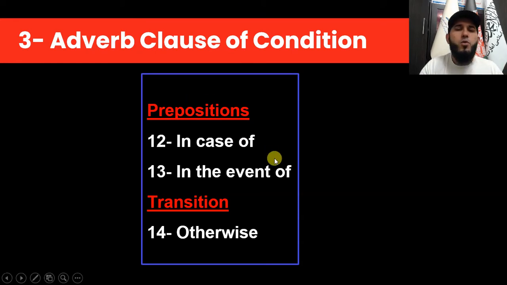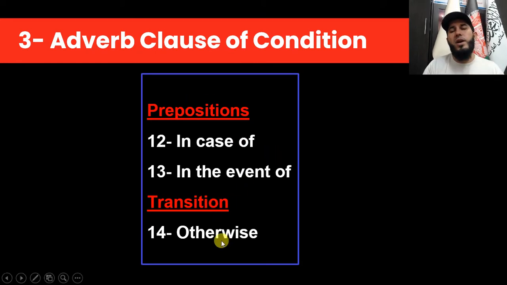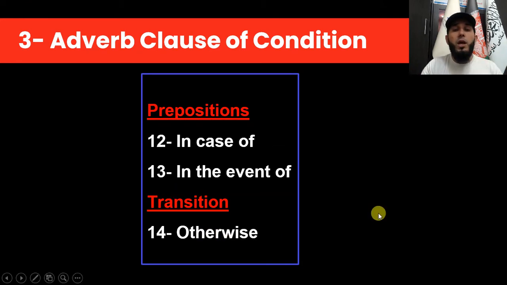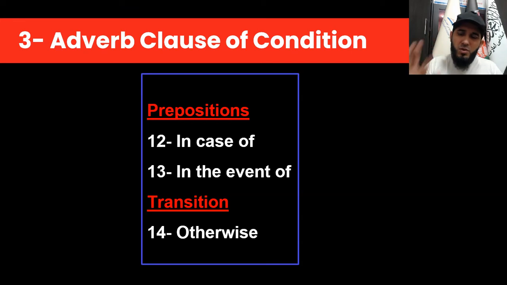For example, the transition otherwise. Now we had a conjunction on the previous slide, or else, and now we have this transition, otherwise. They have the same meanings, but the usages are different. Let me give you some examples. You should study hard, otherwise you will fail the exam. You should study hard, you otherwise will fail the exam. You should study hard, you will fail the exam otherwise. See, in spoken English, these 3 ways. In written English, those 5 ways.